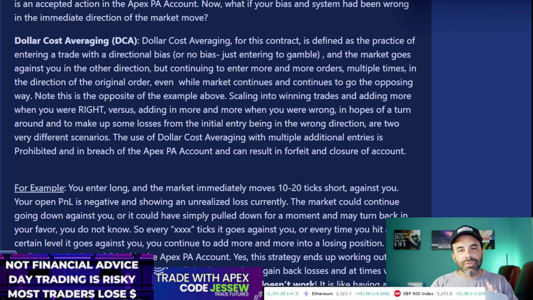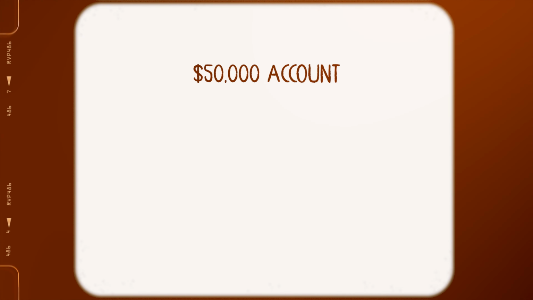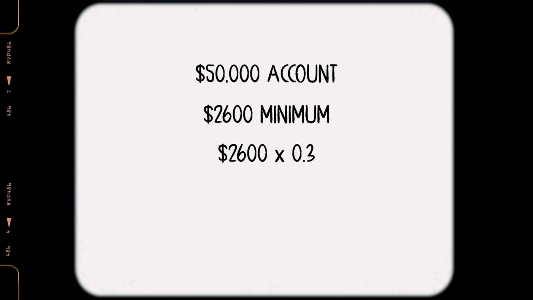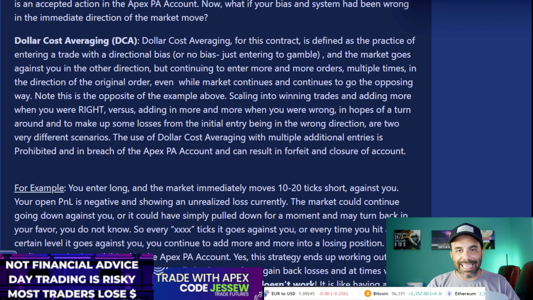But if you want to use this trick, then all you have to do is, let's say the $50,000 account where you have a $2,600 minimum. The formula works with the minimum profit that you need in order to request a payout. Well, you get that minimum and you just multiply it by 0.3. Now, watch here. As we do it with the calculator real quick, $2,600 times 0.3, which is the 30%, gives you $780. And that means no one day of trading should be over $780.